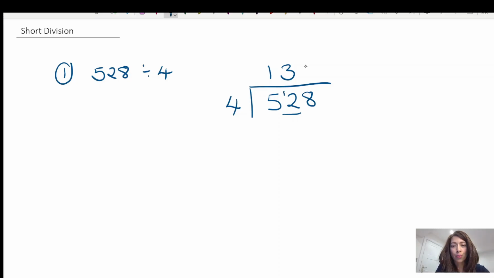There are 2. 2 times 4 is 8, there are no remainders. So the answer for 528 divided by 4 is 132. This means there are 132 4s in the number 528. Let's look at a second example.